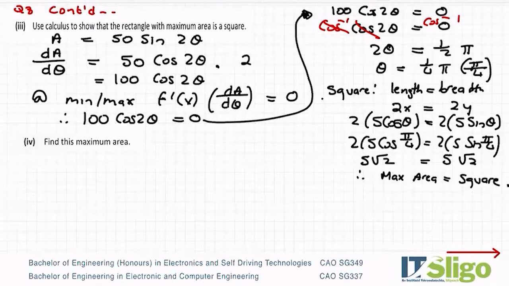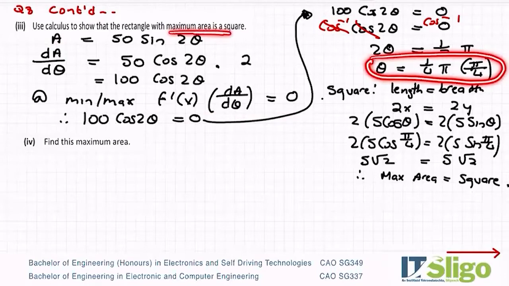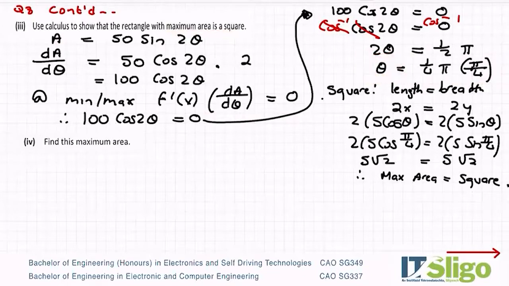Okay, so just to explain again what I did: we used calculus to find the angle that gives us the maximum area, and you find this by letting dA d theta equal to zero. So we know that when theta is equal to pi over four, we get the maximum area for that rectangle. Then using that maximum angle, we figured out, are the lengths the same? Is x equal to y? And because they are, you can say then that it's a square.